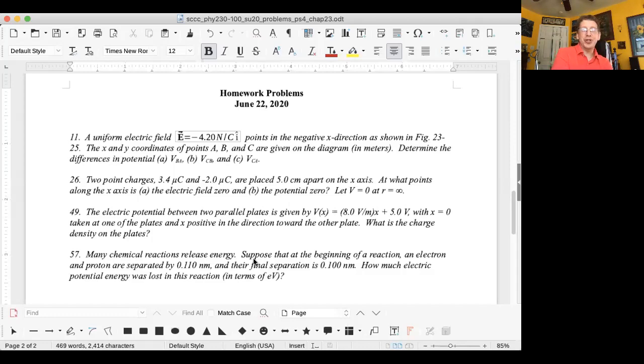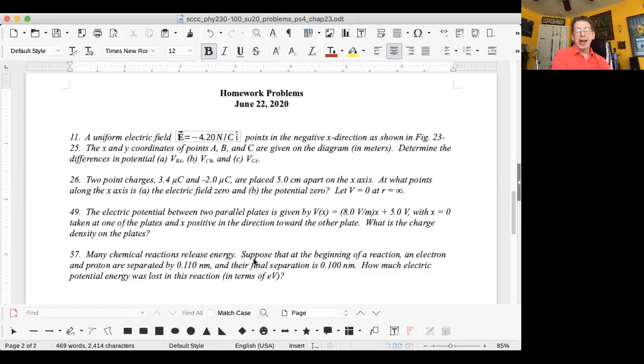Then we go on to 26. Two point charges, 3.4 microcoulombs and negative 2.0 microcoulombs, are placed 5.0 centimeters apart on the x-axis. At what points along the x-axis is the electric field 0 and the potential 0? Put the 3.4 microcoulomb charge at the origin and the minus 2.0 microcoulomb charge at x equals 5.0 centimeters. Then at what point, or what points, is the electric field 0, and the potential 0? You can have multiple answers for both.